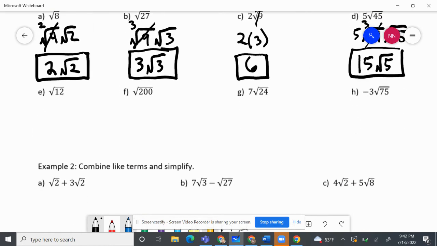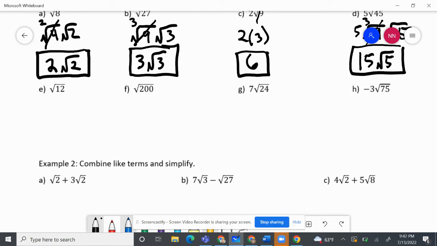Try those next 4 on your own and see how you do. So looking at letter E, what makes up 12? 4 and 3. Now, a lot of students might say 2 and 6, and yes, 2 and 6 make up 12, but we don't know the square root of either one. So we want 4 and 3 because the square root of 4 is 2, and then that gives us 2 square root of 3.